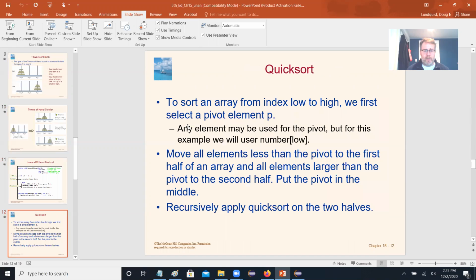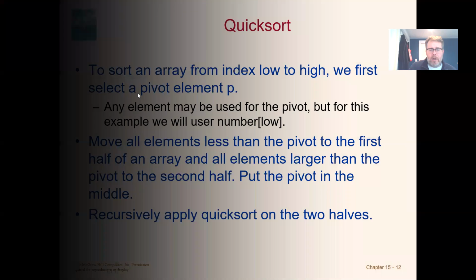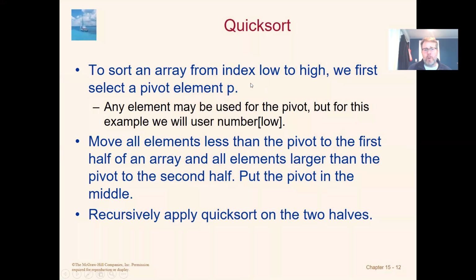Okay. Similar thing happens with quicksort. Quicksort, you may recall, I introduced the other day. If we want to sort an array from some index in ascending order, the basic way we do that, we set a pivot element P. Okay, and everything that's on one side of the pivot, we put into one array. Everything that's greater than that pivot, we put into a second array.